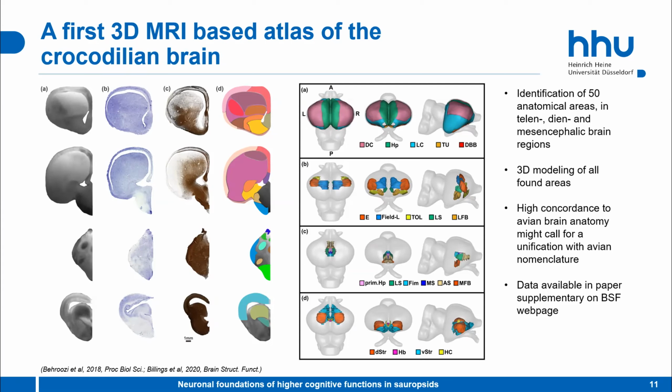What is also interesting is that there was a relatively high concordance in the layout and also the localization of these areas in comparison to birds. So at some point in the future, we might need to think about a unification of nomenclature between reptilian and avian species. That is definitely something for the future, but I'm happy to also discuss this later with you.